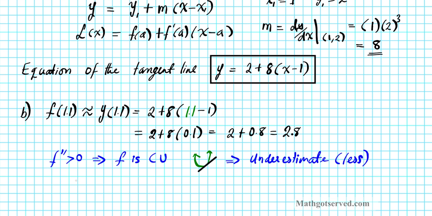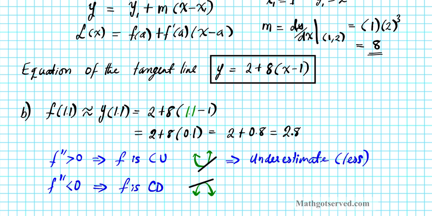And then the reverse, if f double prime is less than 0 or negative, then the function is going to be what? If the second derivative is negative, the concavity is going to be downwards. Okay, and if you have a downward facing concavity, the estimation of the tangent line at a point around the point of tangency is going to be above the actual function.